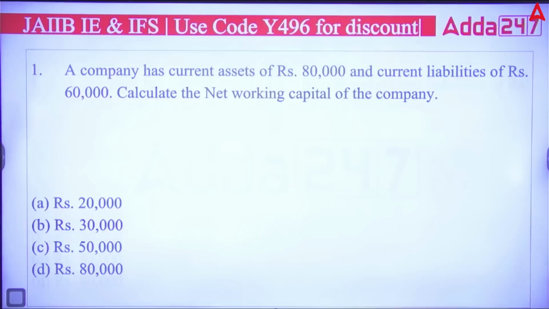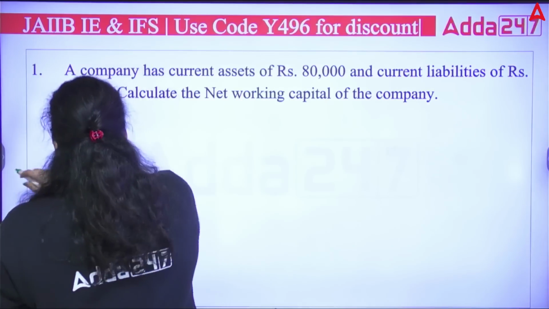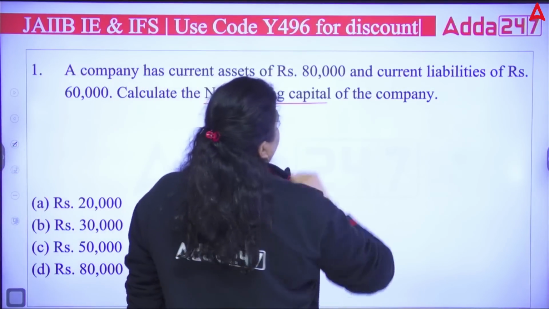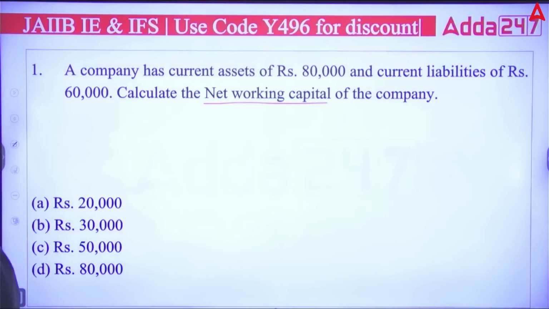Okay. So let's start with the first question of today's session, that is talking about a company that has a current asset of 80,000 and a current liability of 60,000. The question is asking to calculate the net working capital. Is it 20,000, 30,000, 50,000 or 80,000?